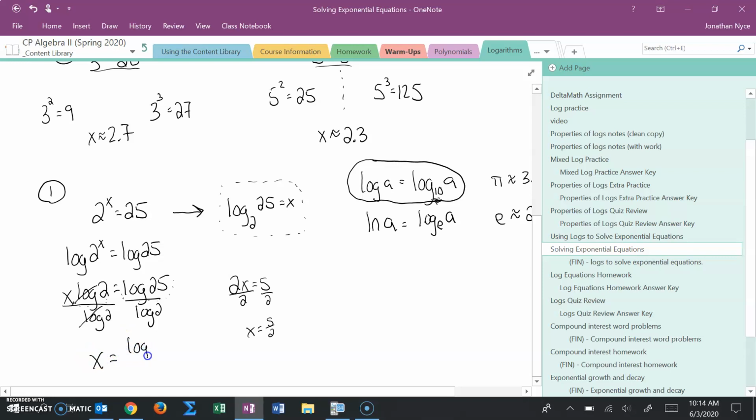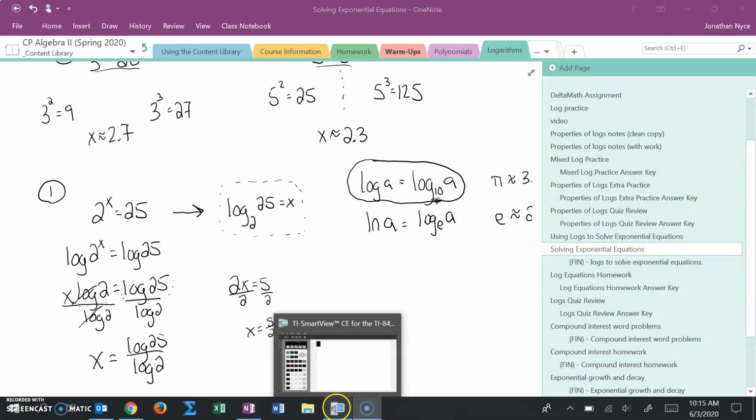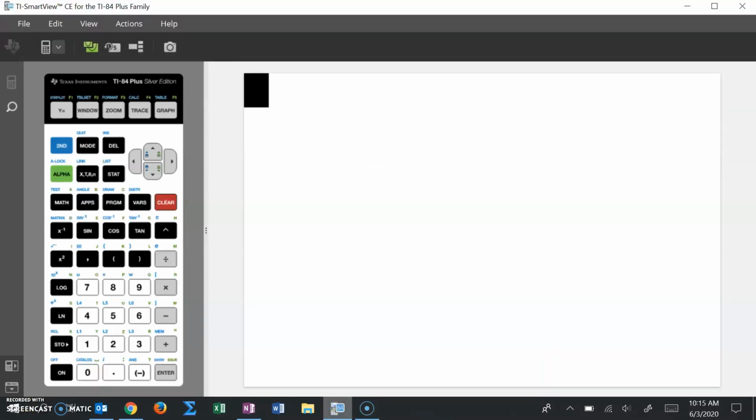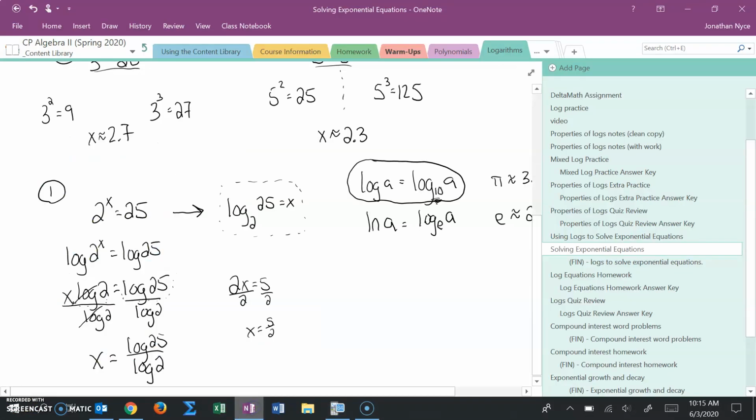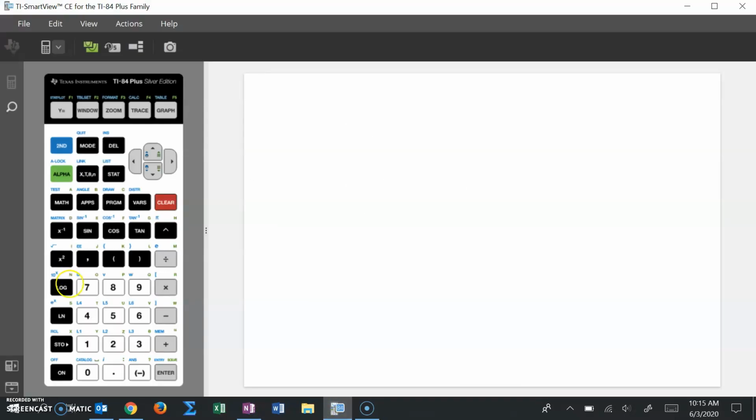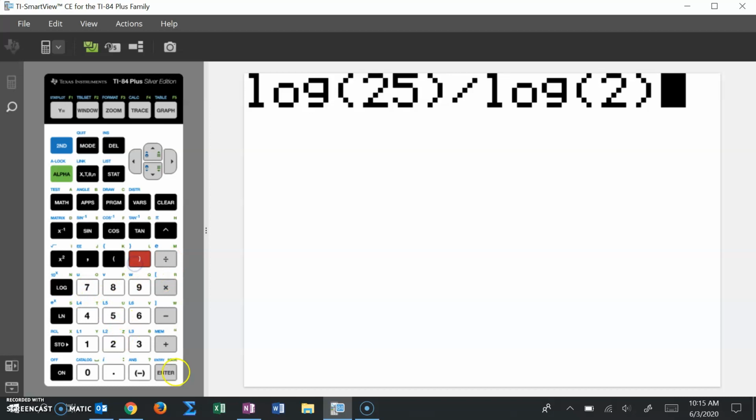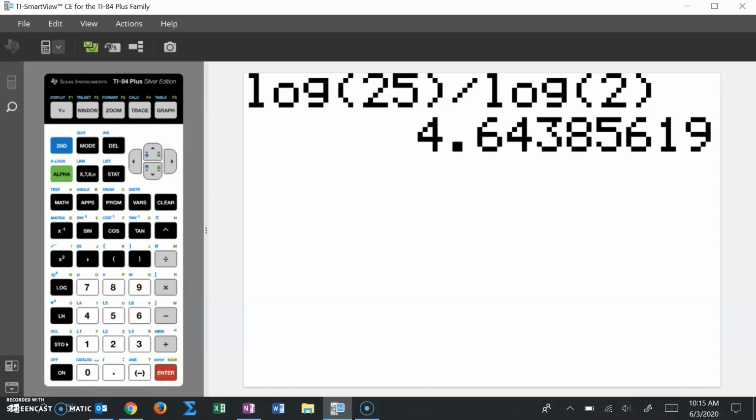And this is where the calculator comes into play. We're simply going to type this into the calculator. So in the calculator, we can type in log 25 over log 2. So we can do the log 25 divided by the log of 2. That gives us 4.64. We'll round and say 4.644.